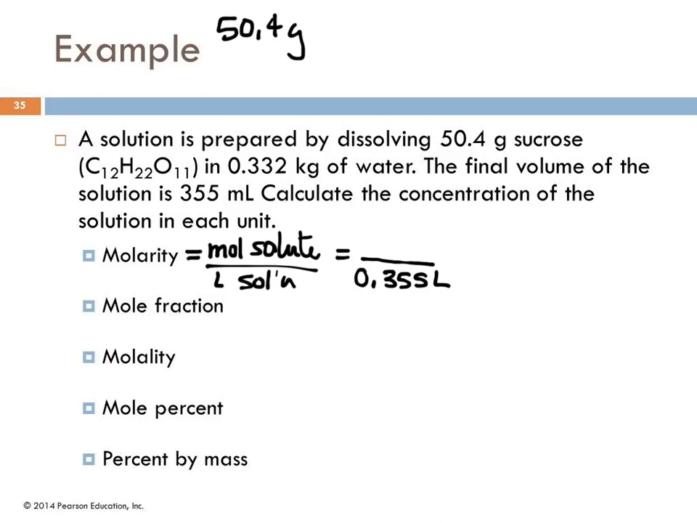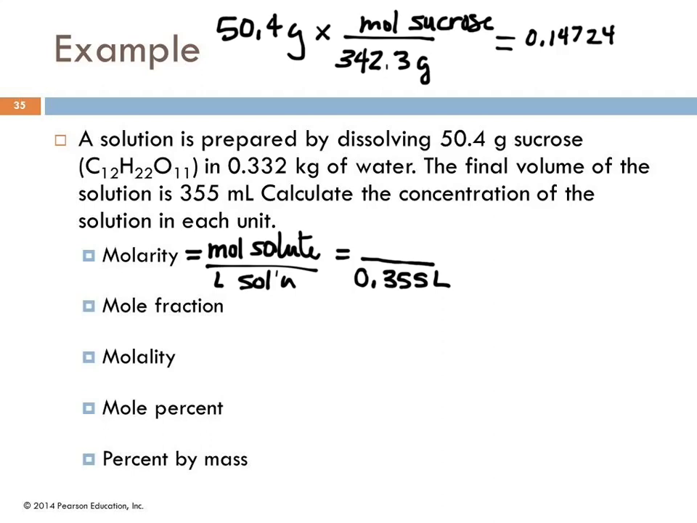50.4 grams, and we have to find the molar mass. So we've got 12 carbons times 12.01 plus 22 hydrogens times 1.008 plus 11 oxygens times 16. 342.3 grams per mole of sucrose, which is our solute. 0.14724. It's got 3 sig figs. That's the number of moles. That's not a final answer, so I don't want to round it yet. Always better to carry some extras. You can always round them off later.